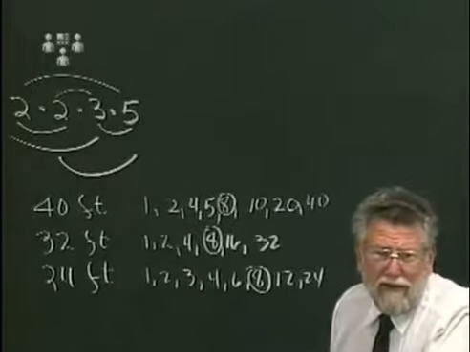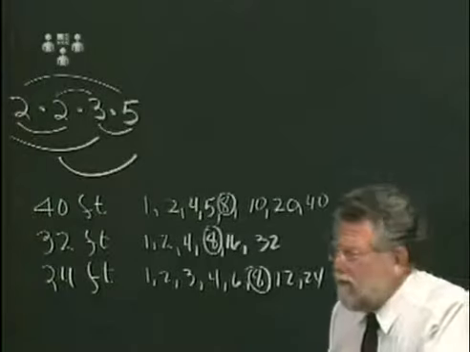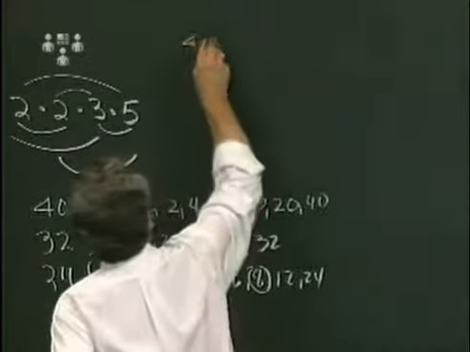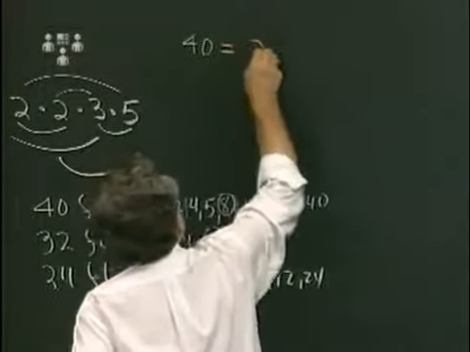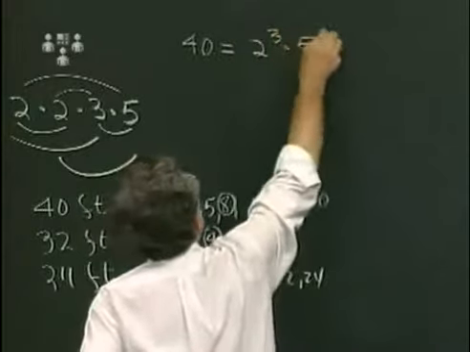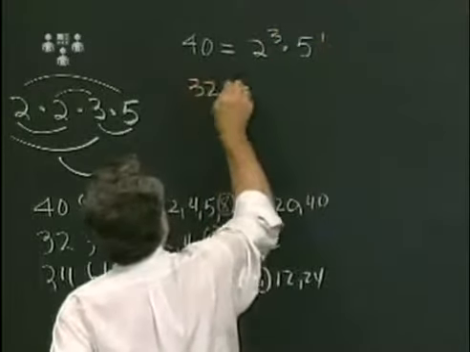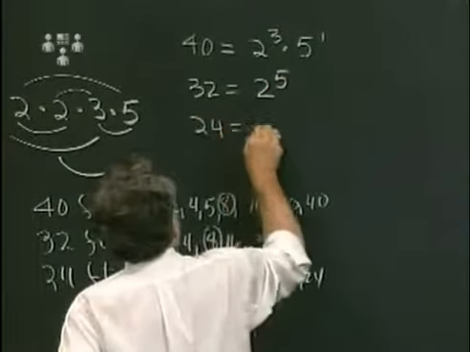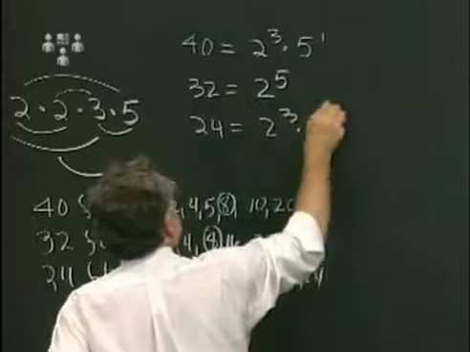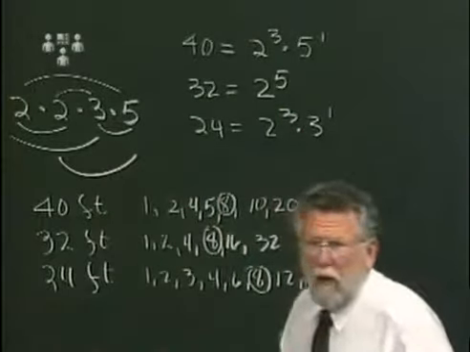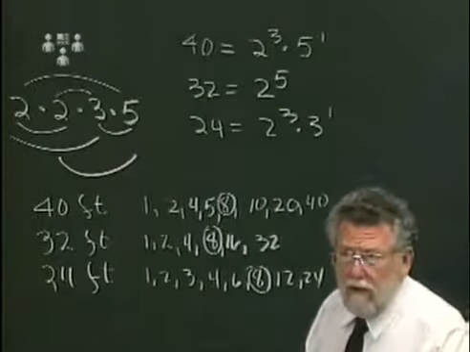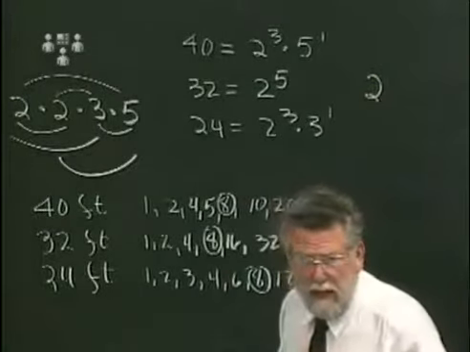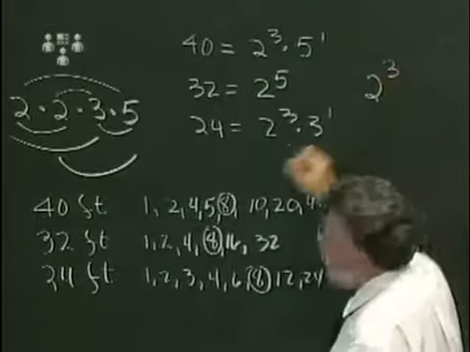Now, what's the other approach? If we're going to use primes, you would say that 40, so I'm just going to come up here now and do the 40 as a product of primes. So that's 2 to the 3rd, 5 to the 1st, correct? The 32 is going to be 2 to the 5th. And the 24 is going to be 2 to the 3rd, 3 to the 1st. So what is the only prime common to all lists? The 2. And what is its lowest exponent? Not its highest. The 3. There's my 8.